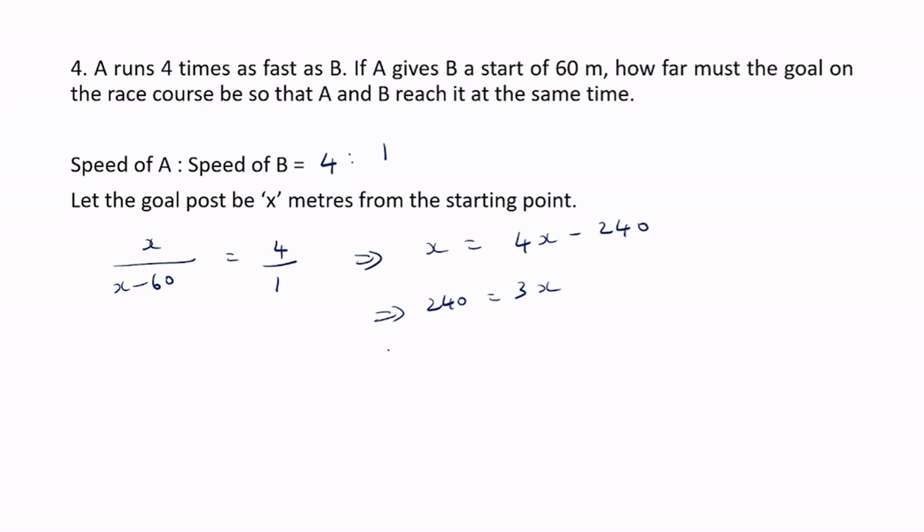So from this we get 240 by 3 equal to x. So this is 80. Therefore x is 80 meters. So we have taken x as where the goalpost must be from the starting point, and we got x as 80 meters. So the goalpost must be 80 meters from the starting point so that A and B reach it at the same time.